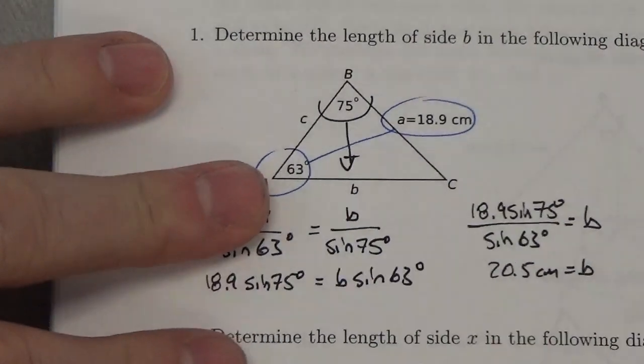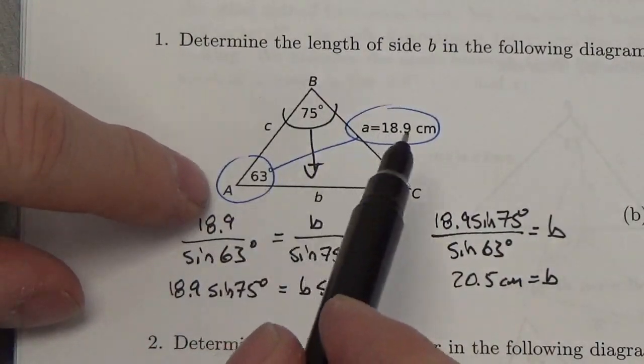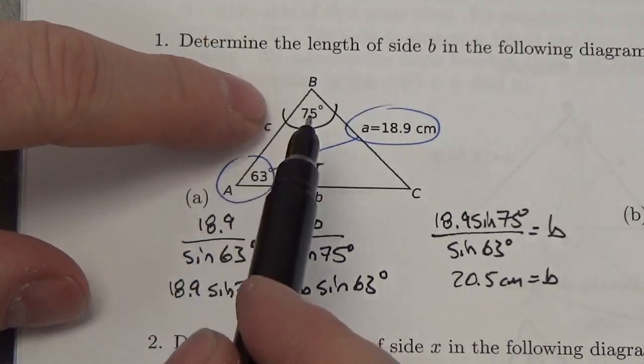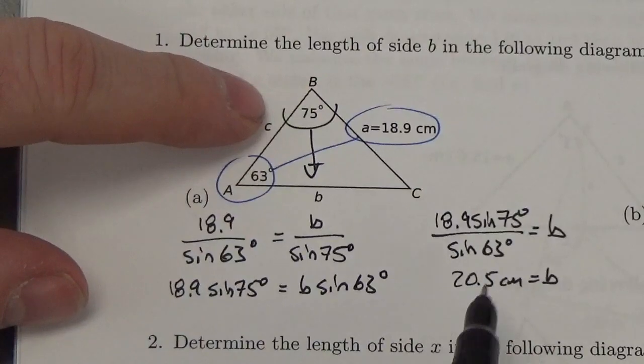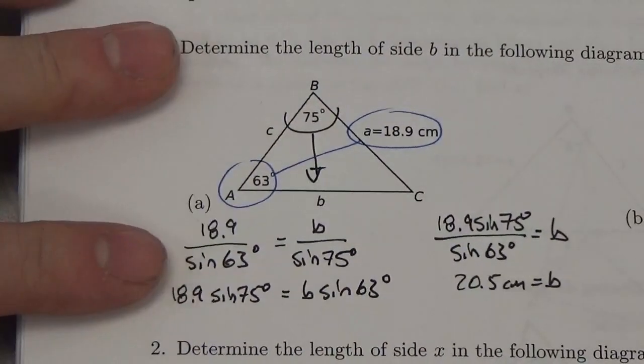Now, does that make sense? Well, the side opposite angle A is 18.9 and A is 63 degrees. B is a little bit bigger than that, and my side is actually a little bit bigger than that, so I'm okay. That makes sense. Yep, I'm happy with the way that looks.